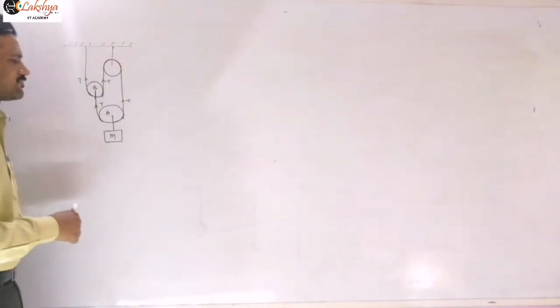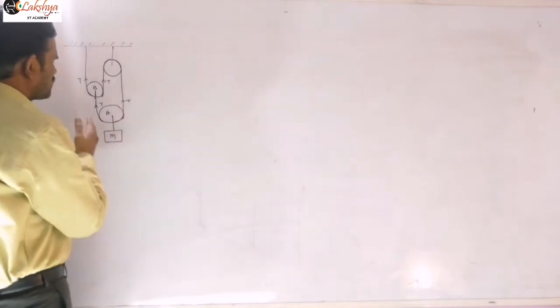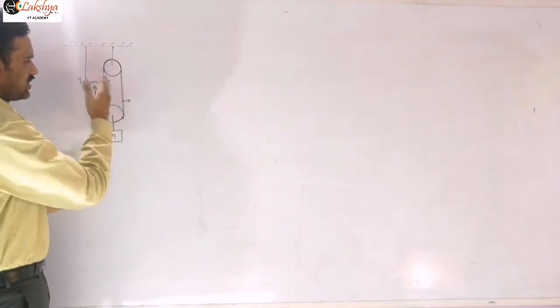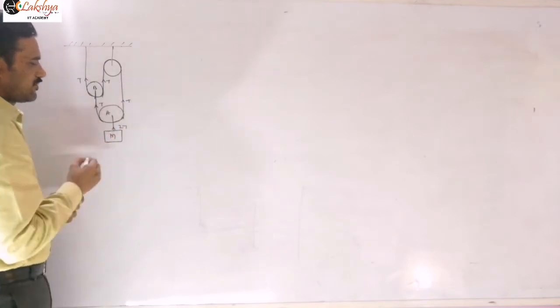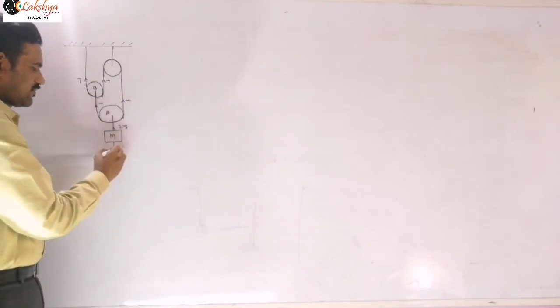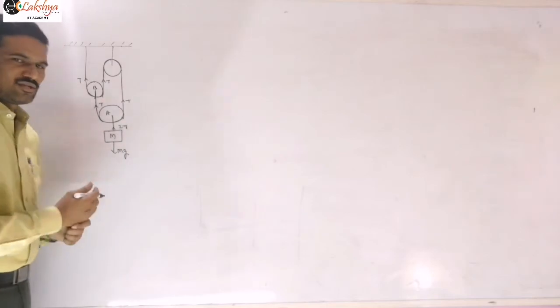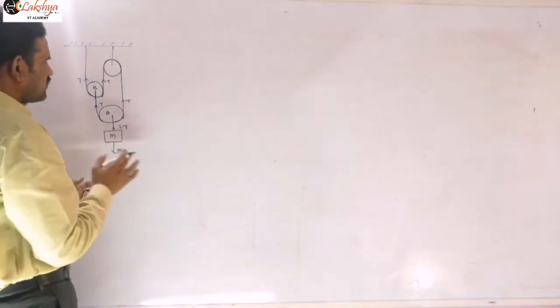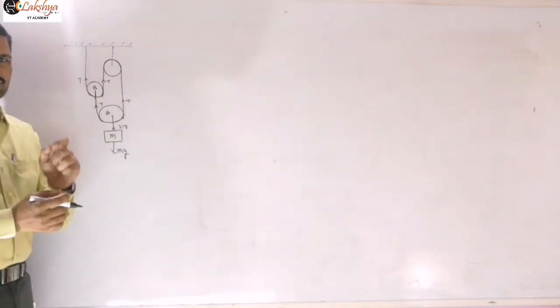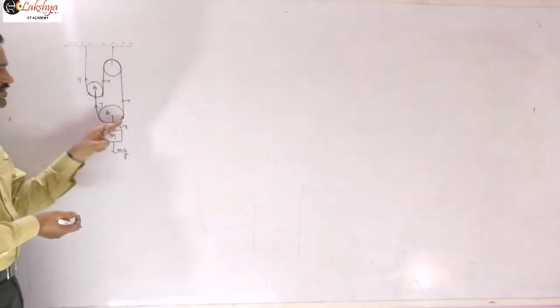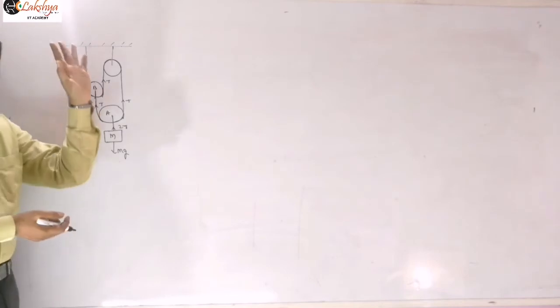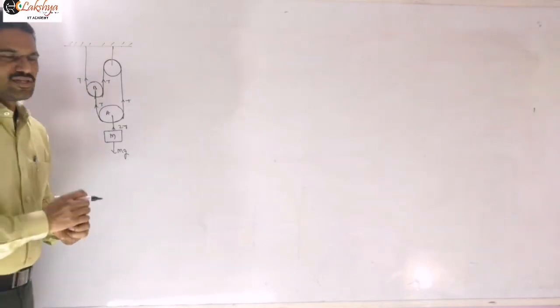Now here simply you need to consider some tension. Suppose I am taking T and T, so here the tension will be 2T in the upward direction like this, and mg in the downward direction, right? Now if I consider the FBD, the same tension will be there because it is a single string. Only one string is there throughout.